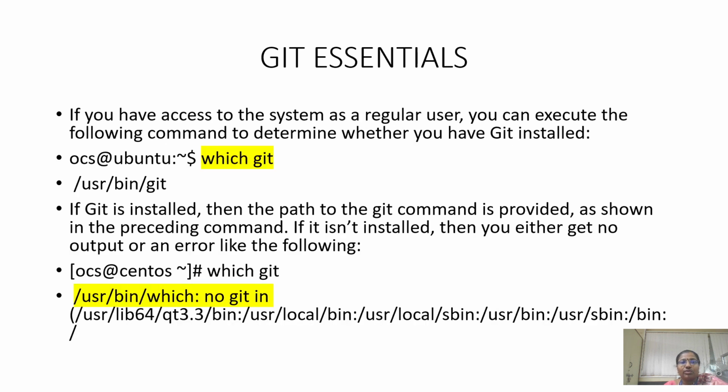So if you want to access the system as a regular user, you can check whether you have Git installed in your system or not, using the which git command. If Git is installed, then the path will be displayed. If it is not installed, an error message like this will be displayed.